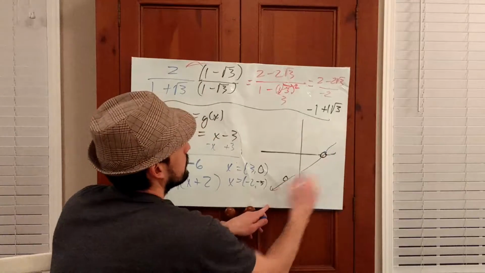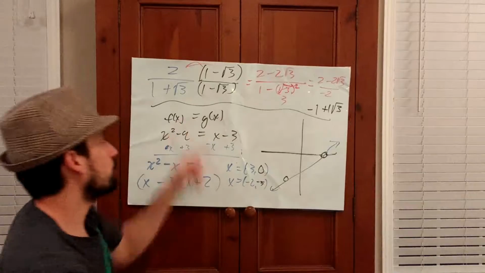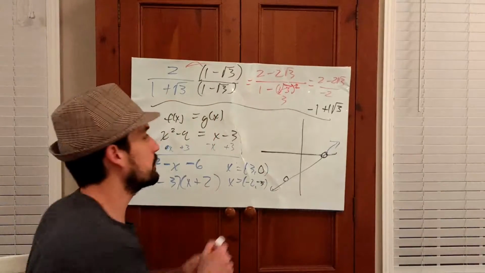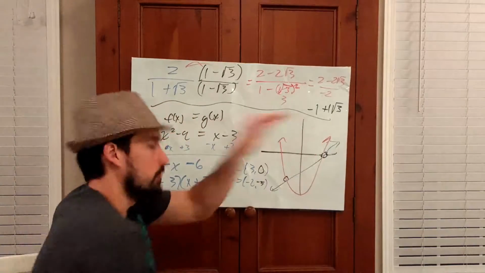So there's my linear piece. Don't laugh, it's a line. And the quadratic piece, remember, x squared minus 9 is just a parabola shifted down 9 units. Check this out. We know it's going to do this sort of thing. So there's our two solutions.